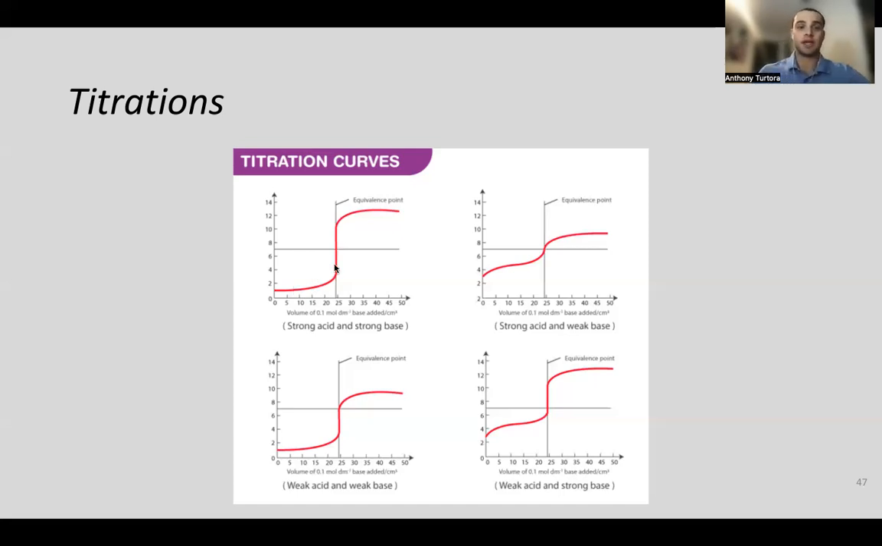And we know that our equivalence point right here, for strong acid and strong base, will be at 7. If we have a strong acid and a weak base, that'll be a little bit different. We see that it occurs. Oh, sorry.